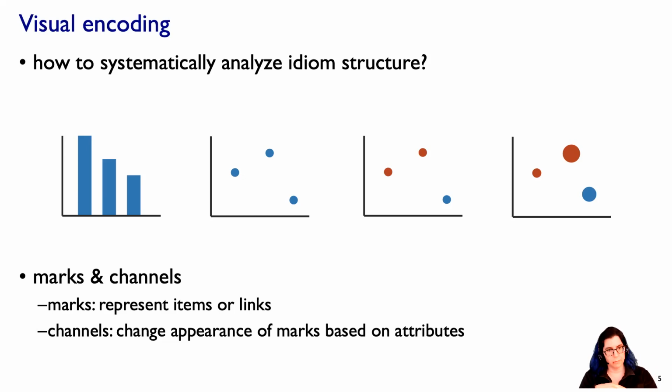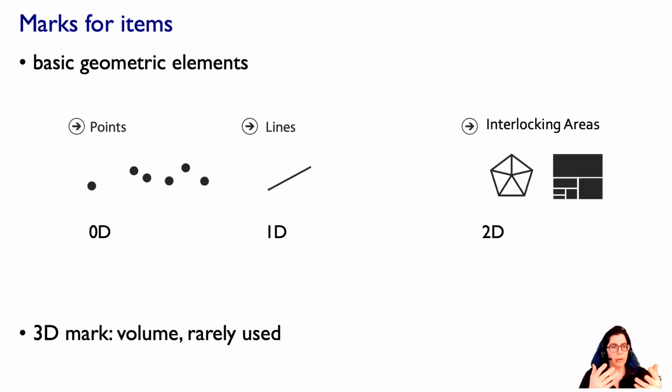So let's dive in. So marks, think of these as really basic geometric elements, literally think about making ink happen on a page. Every mark is going to represent a thing, an item. These could be points, lines, interlocking areas. It's also possible to have a 3D mark, a volume, although we're not going to use that much, especially in an information visualization context like we're doing in this class.